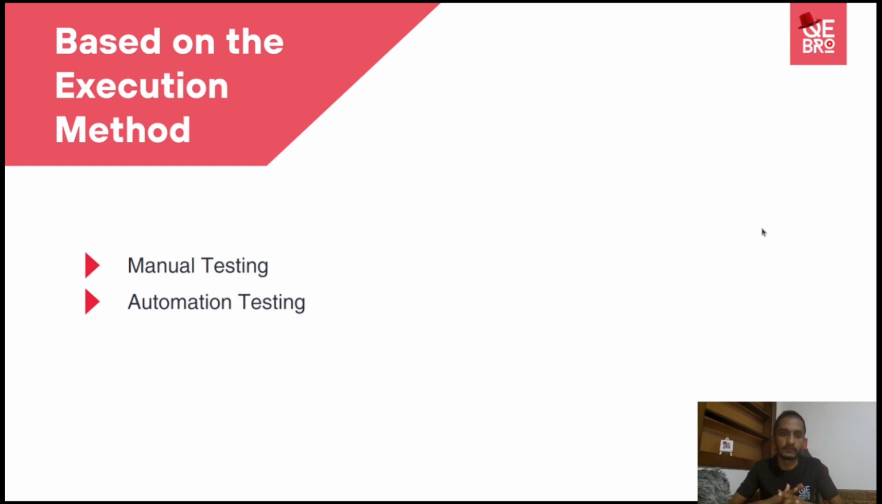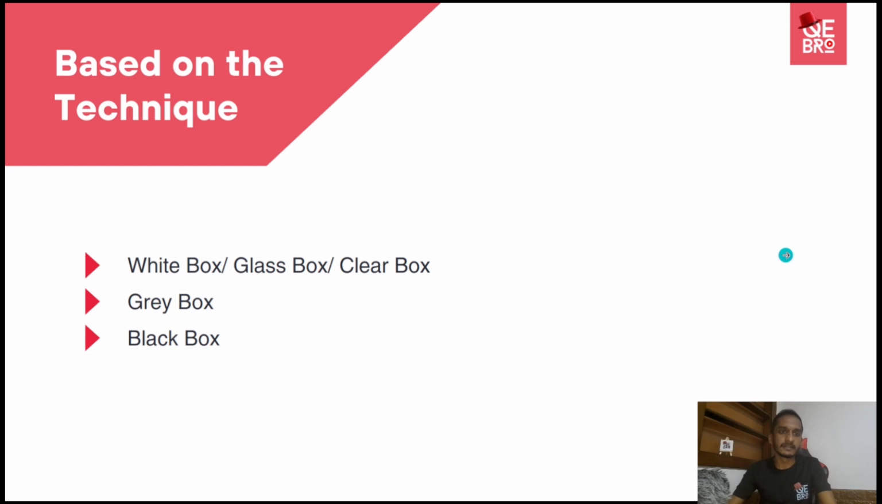Now it's time for us to check the second categorization, which is based on the technique. Under this, we have 3 different categories. White box testing, which is also referred to as glass box or clear box, and there could be some other terms too. Then we have gray box, and the third one is black box.